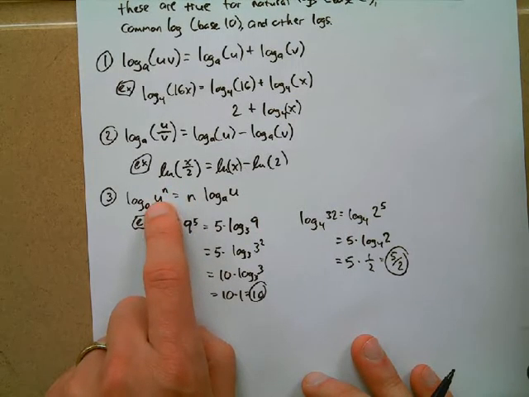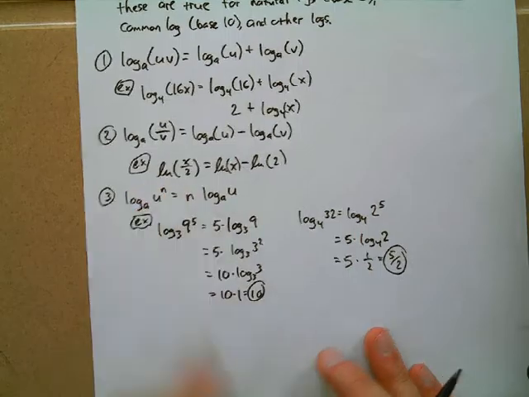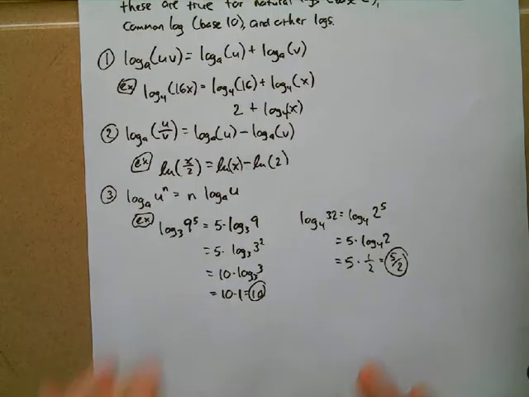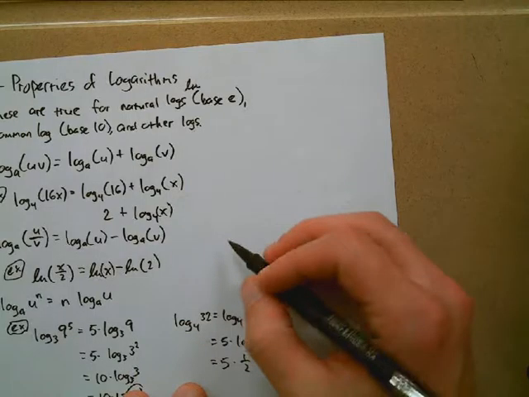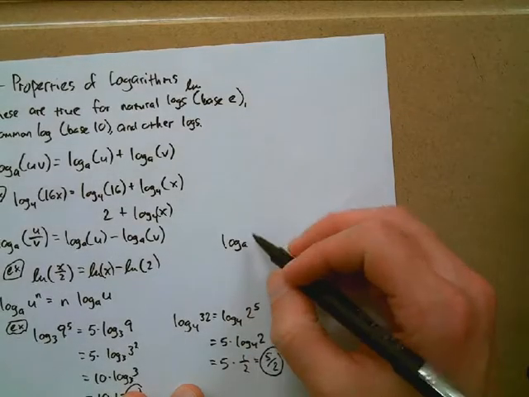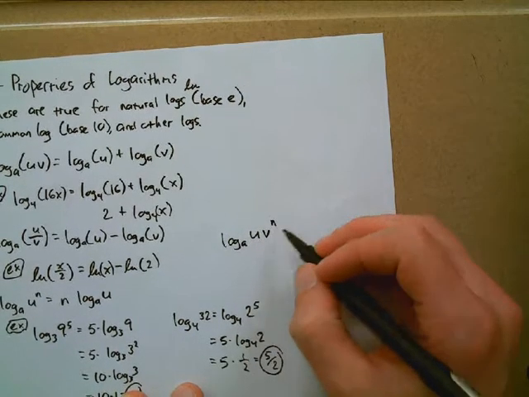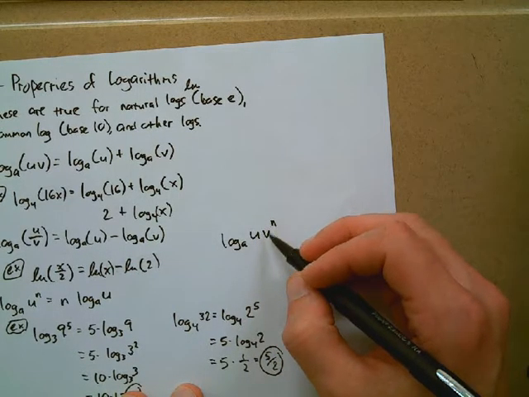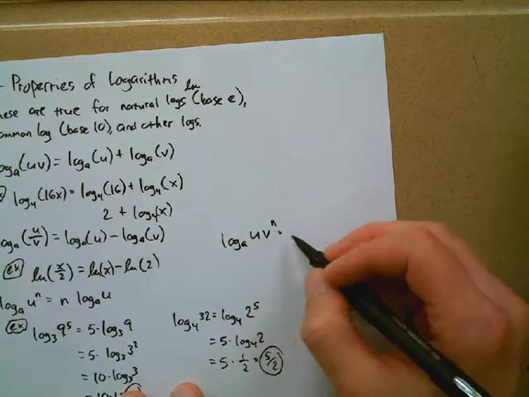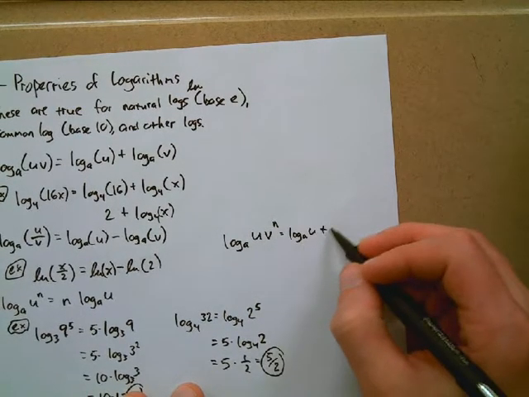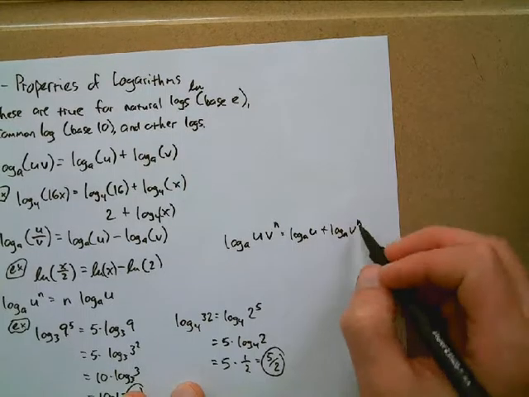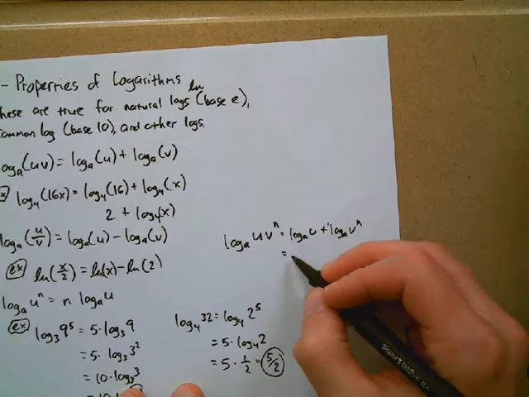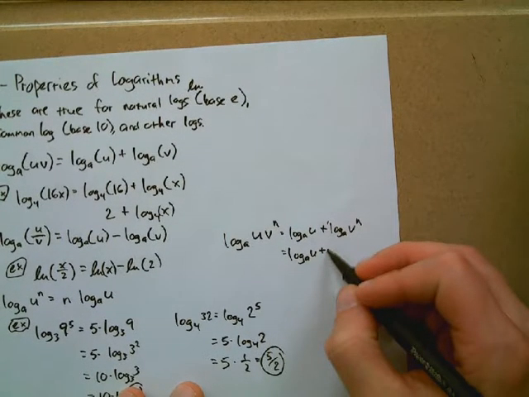If it's only a part of something that's raised to the n, you can't just pull out the n. For example, if you had log base a of u times v to the n, you can't pull the n out front because the u is not being raised to the nth power here. Only the v is. So you would have to rewrite this as log base a of u plus log base a of v to the n. Then the entire quantity v is being raised to the n, so that n can go out front like so.